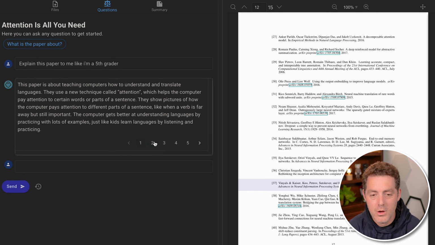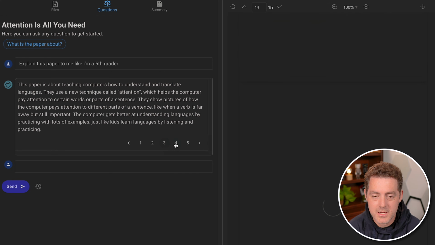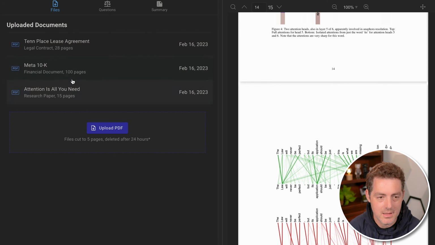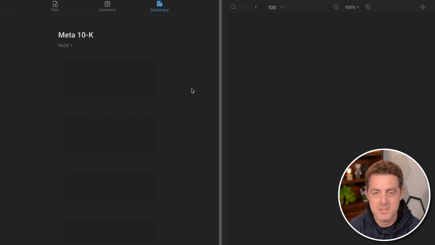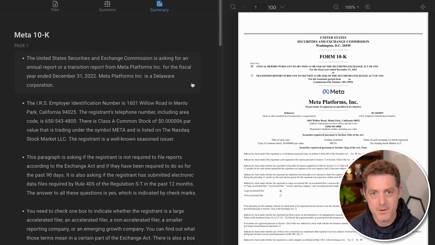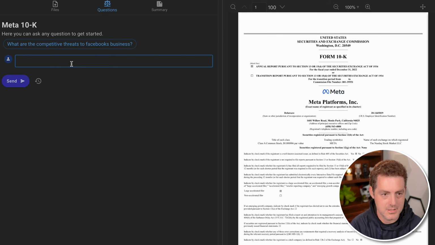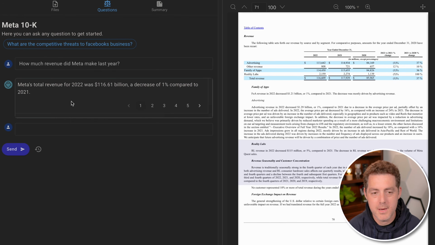And just like before, we can click on any of these numbers and it'll actually link to the source of the information found in the response. Last, here's Meta's 10K, which is a financial document by Meta, the company that owns Facebook. So again, gives a summary and we can ask it any questions. How much revenue did Meta make last year? And there it is. Meta's total revenue for 2022 was $116.61 billion, a decrease of 1% compared to 2021. And it lists exactly where it found that information.